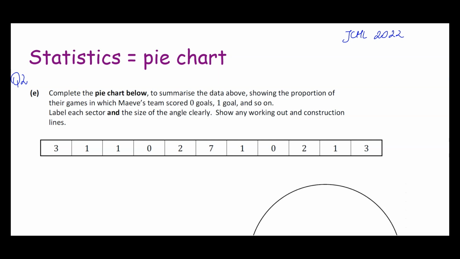One of the diagrams you need to know how to do is a pie chart. Okay, so let's see. Complete the pie chart below to summarize the data above, showing the proportion of day games in which Maeve's team scored 0 goals, 1 goal, and so on. Label each sector and the size of the angle clearly. Show any working out and construction lines.